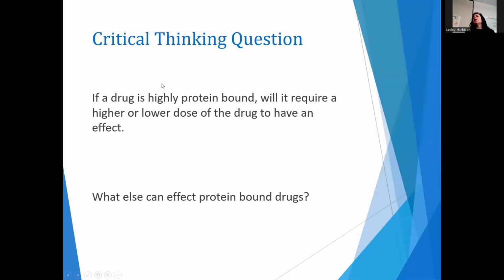Okay, so if a drug is highly protein bound, will it require a higher or a lower dose of the drug to have an effect? So if it's highly protein bound, would you need a higher dose or a lower dose? Yeah, you'd need a higher dose. And then I kind of already said this a second ago, but what else could possibly affect if a drug is protein bound? Food, yeah, food. So like milk or grapefruit.